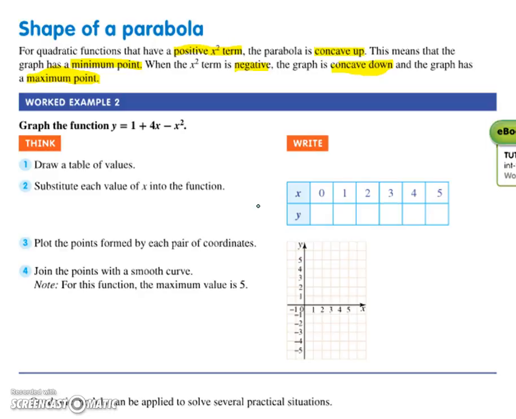All right. So on this one, ladies and gentlemen, we're going to graph this particular one. I want you to have a look at it. It is y equals 1 plus 4x minus x squared. I want you to tell me, happy or sad?